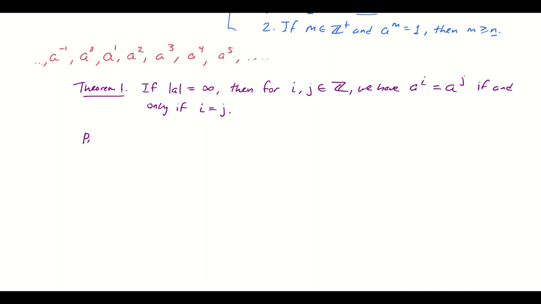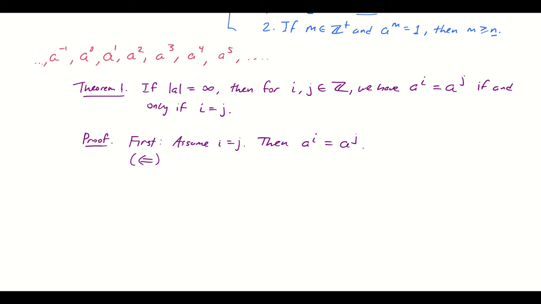So here's the proof. Okay, so first of all, this is an if and only if proof. So I have two directions to prove. I'm going to start by proving this direction because I think it's going to be pretty straightforward. So let's assume i equals j. Then a to the i has to equal a to the j because these two powers of A are defined in exactly the same way if these are the same exponents.